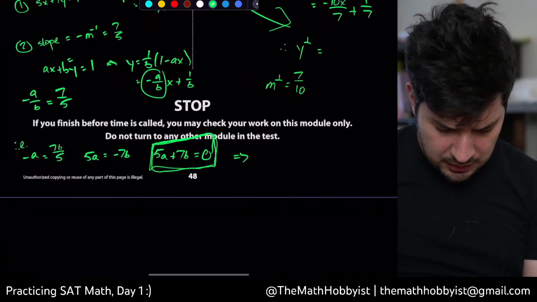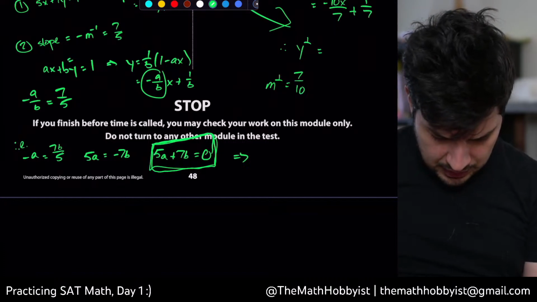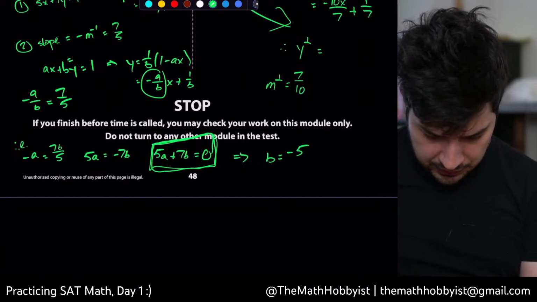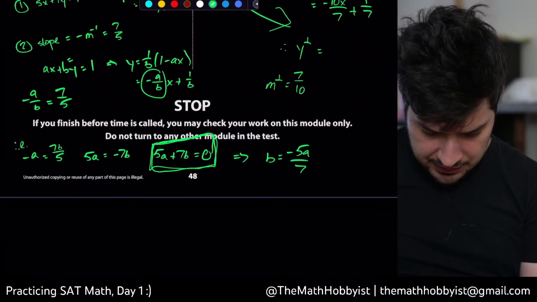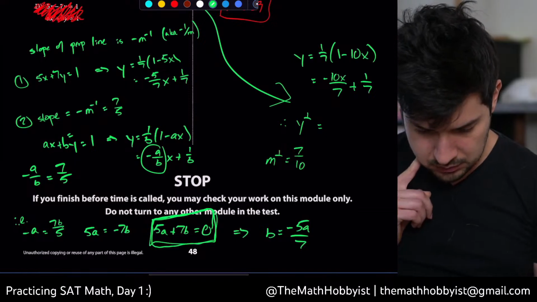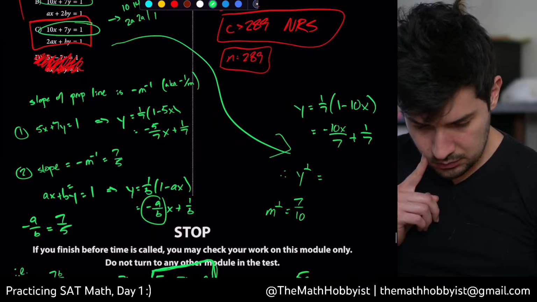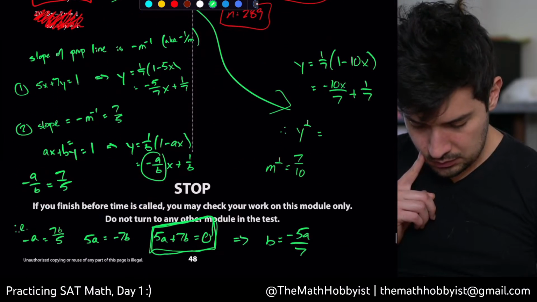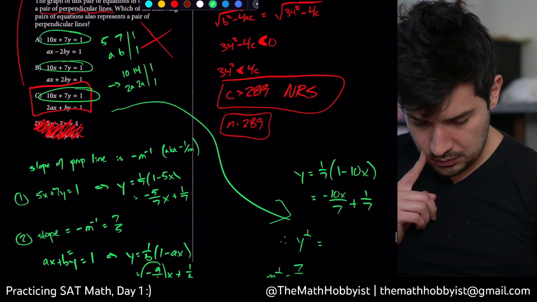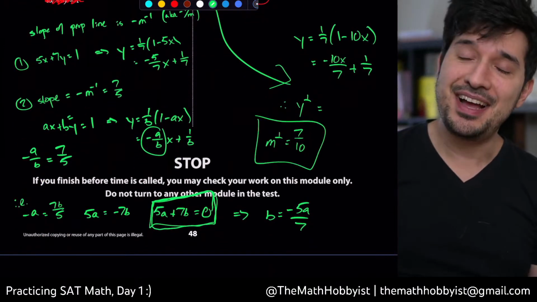I don't know, do you solve one of them in terms of the other? Like, if we have this, then, I don't know, we can solve for b instead of a. Like, b is negative 5a over 7. And then, I don't know. We're so close. I feel like this is the right track.